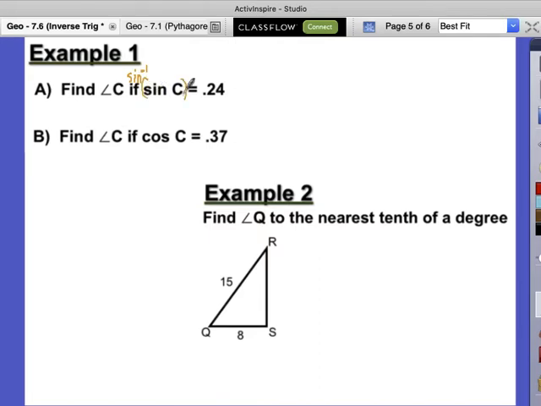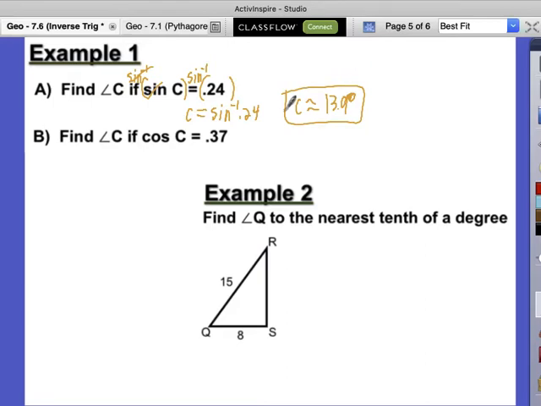I take the inverse sine of both sides. Inverse sine and sine simplify out, and I now get C is equal to the inverse sine of 0.24. Let's go to the nearest tenth of a degree. This is an angle measure, so we're in degrees. So raise your hand if you can tell me what C is approximately here to the nearest tenth of a degree. 13.9 approximately. It's approximately 13.9 degrees is what the measure of angle C would be.